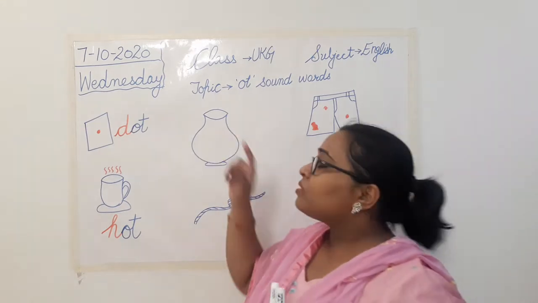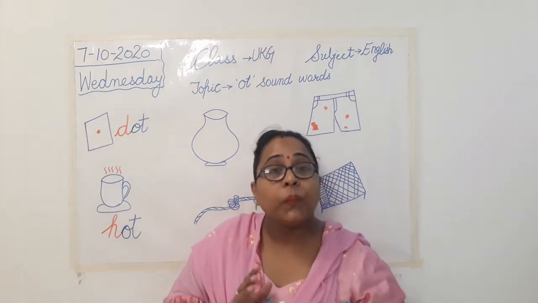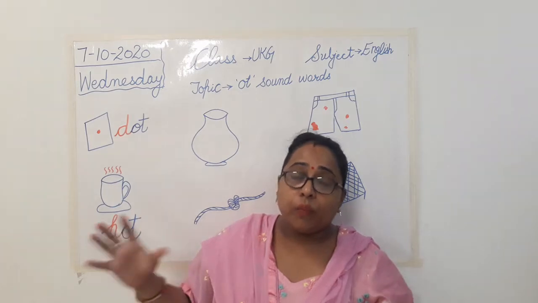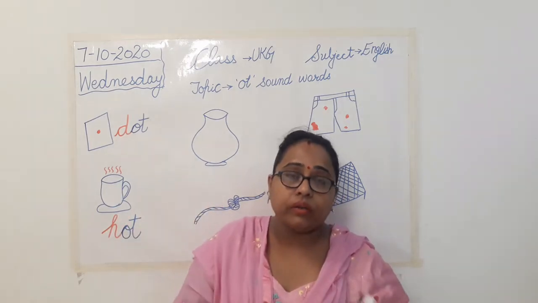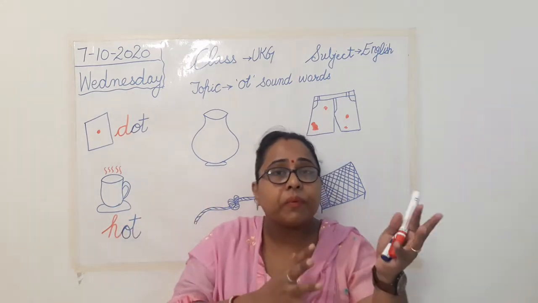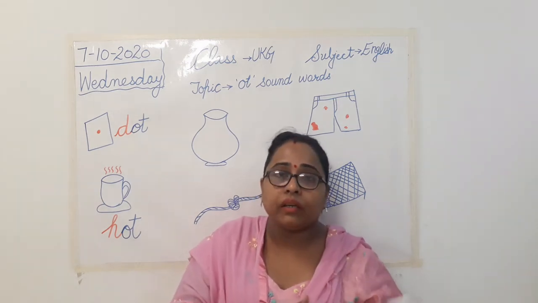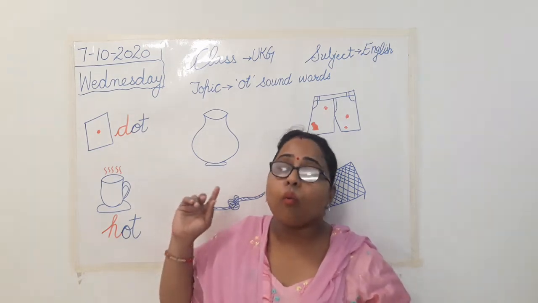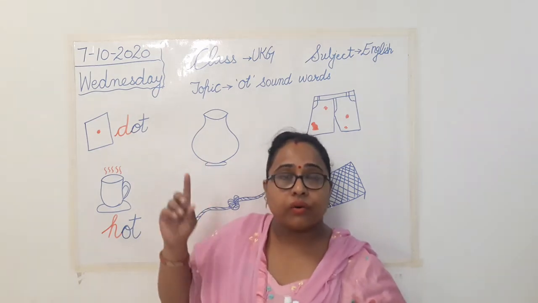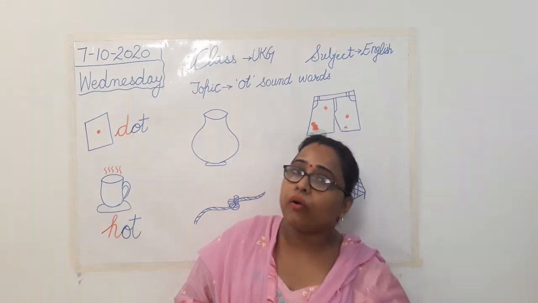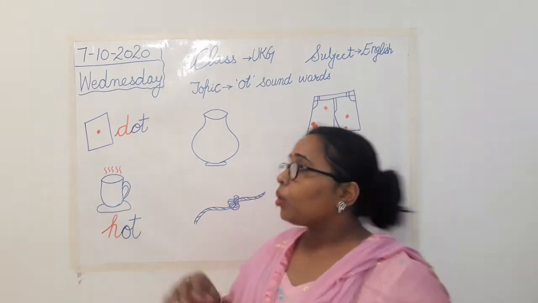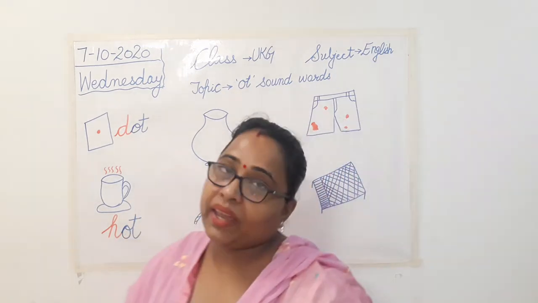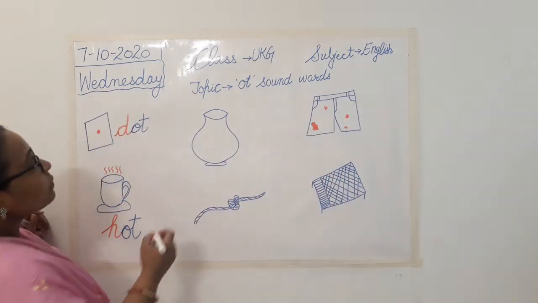So these pots are made of mud. Mitti ke hote hain ye. Or you can say clay ke hote hain. And the potters, jo inhe banate hain. And then we purchase from them and we keep them in our kitchen. And we store water in it. Kya store karte hain? Isme kya bharte hain? Water. And the water that is stored in it, we use it for drinking, for cooking. Is that clear? So what do we call it? Pot.